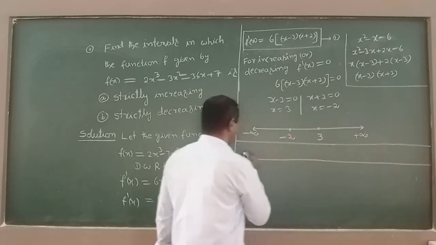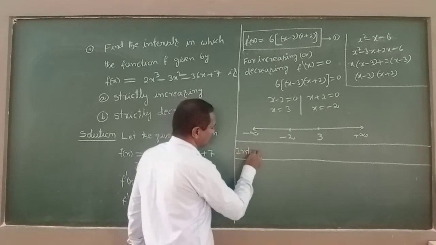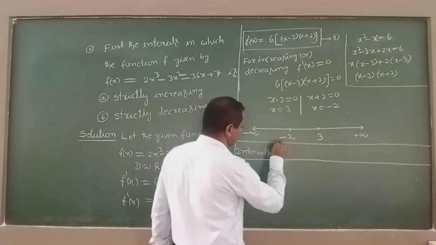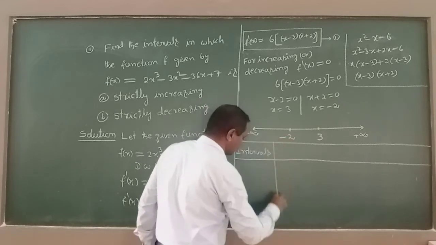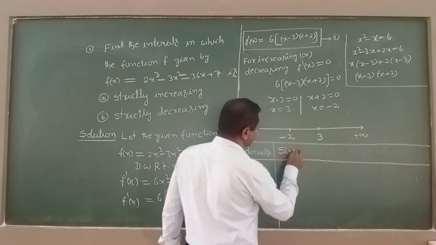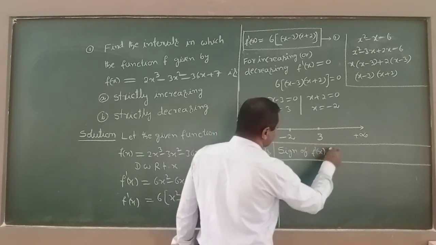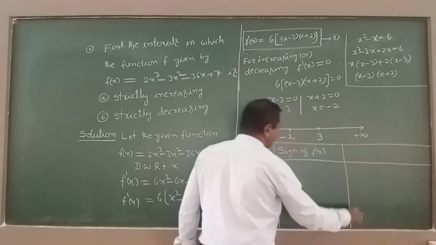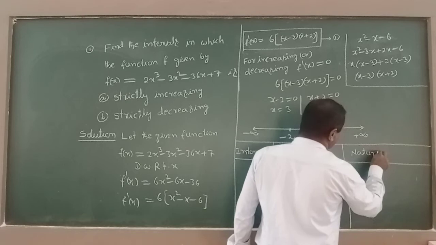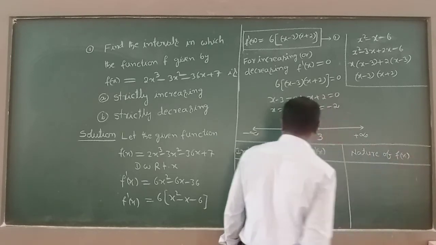First one is intervals. Next one is sign of f dash of x, and nature of f of x here.